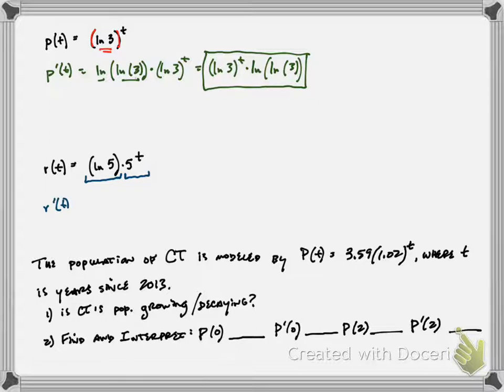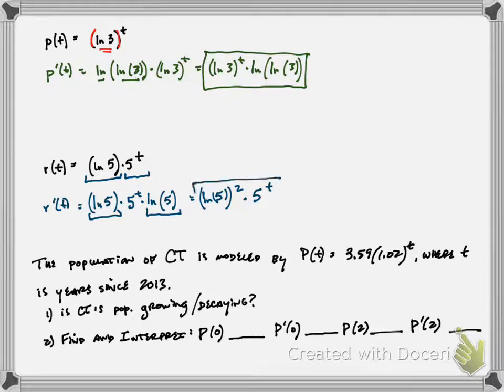R prime of t then is my constant, the natural log of 5, times a to the t times ln a. And so here you actually have the natural log of 5 times the natural log of 5, which is the natural log of 5 squared. Another way to think about it: take the natural log of 5 and multiply it by itself. You get the natural log of 5 squared times, in this case, 5 to the t.